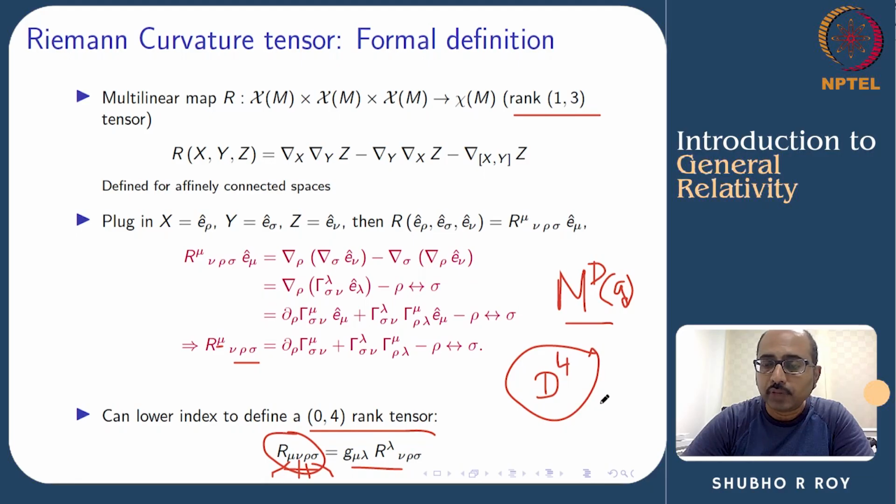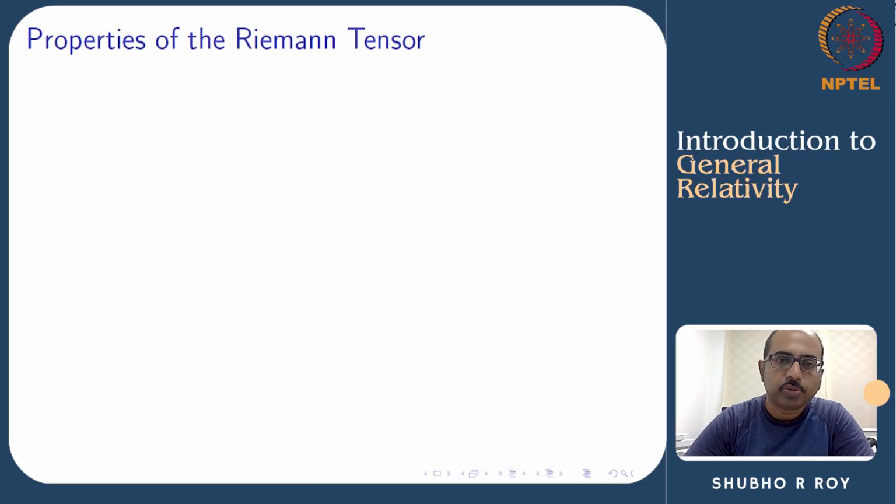Let's say even if you put d equals 2, one space and one time, in 2 dimensions, this number is staggeringly large. 2 to the 4 is 16 components, and if you go to our world, which is in 4 dimensions, 4 raised to the 4 is a huge staggering number. But it will turn out that the Riemann tensor has many symmetry properties. As a result, some components get related to the others, and the number of independent components is actually lesser. So let's see what those symmetry properties are.